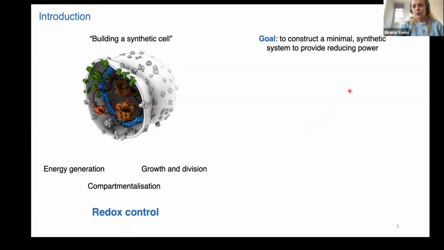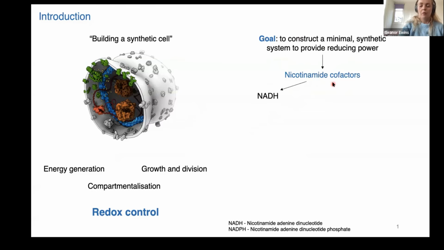The goal of our project was to construct a minimal synthetic system to provide reducing power to our synthetic cell. In order to do this, we based our system on nicotinamide cofactors, and the two main cofactors are NADH and NADPH.